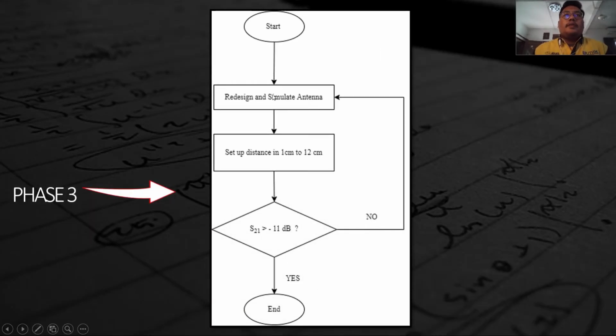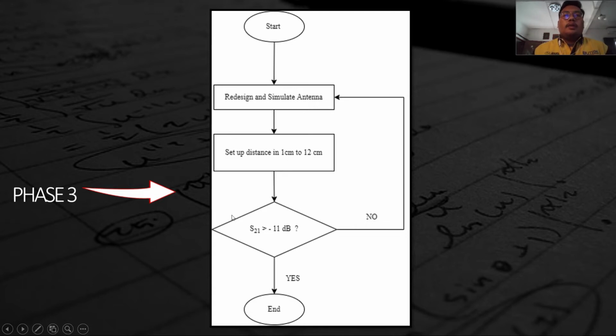Phase 3, if it performs, we need to set up a distance of 1 centimeter to 12 centimeter. After we set up and simulate, we look at the S21, which is the power transmission efficiency. Is the value of the antenna higher than negative 11 dB in the range of 1 centimeter to 12 centimeter? If not, we will redesign and simulate the antenna and set up the distance in 1 centimeter to 12 centimeter.